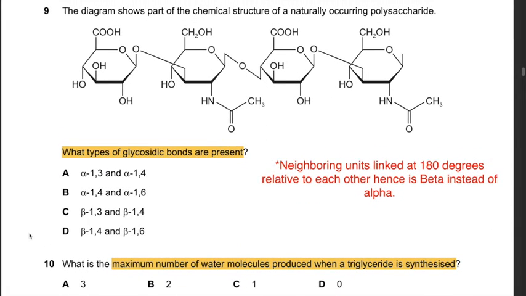Question 9. The diagram shows part of the chemical structure of a naturally occurring polysaccharide. What types of glycosidic bonds are present? As you can see in this structure, the neighboring units are linked at 180 degrees relative to each other, hence it is beta instead of alpha, as you can see a rotation. Therefore, C and D is beta glucose, and if we look at the linkages, we have to count which carbons are joined to which neighboring carbon atom. Therefore, if you number the carbon atoms starting from 1, you can see that the linkages are beta 1,3 and beta 1,4. Therefore, the answer is C.